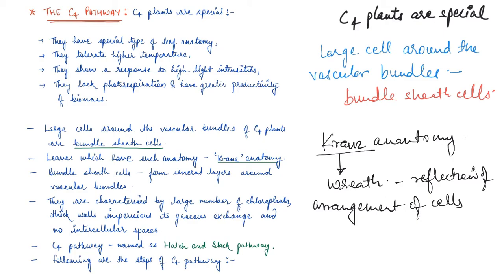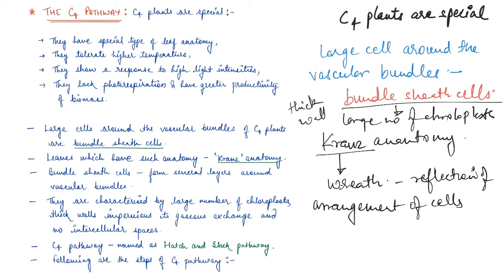Okay, so these bundle sheath cells may form several layers around the vascular bundles, and they are characterized by a large number of chloroplasts. They also have thick walls, which are basically impervious to any kind of gaseous exchange, and they have no intercellular spaces as well. So these bundle sheath cells have a large number of chloroplasts, thick walls, and no intercellular spaces.